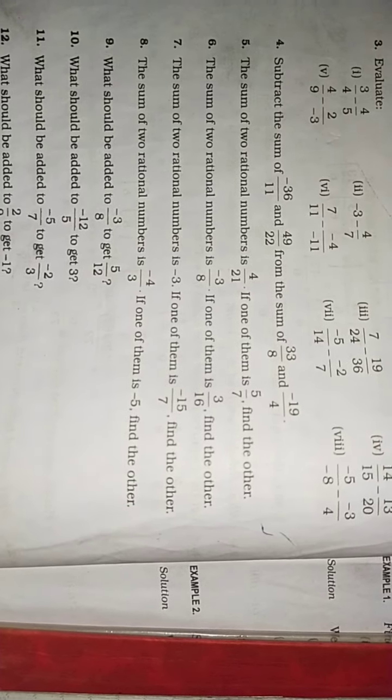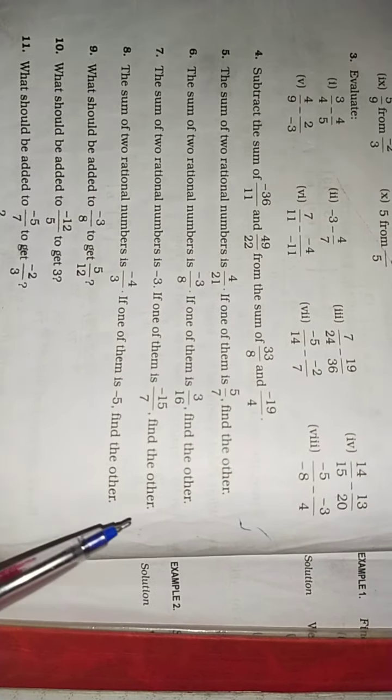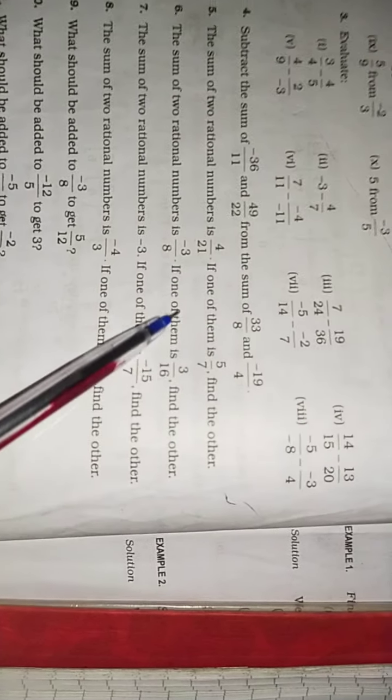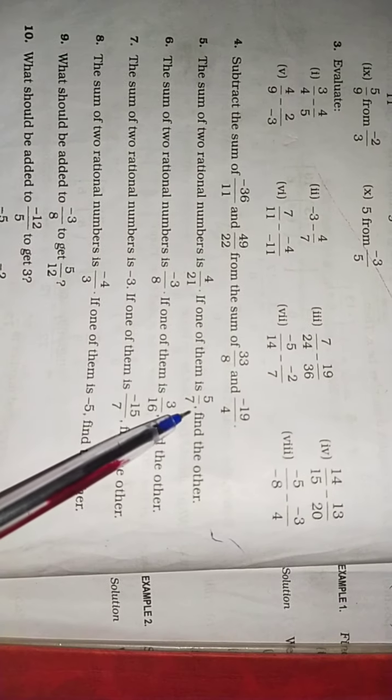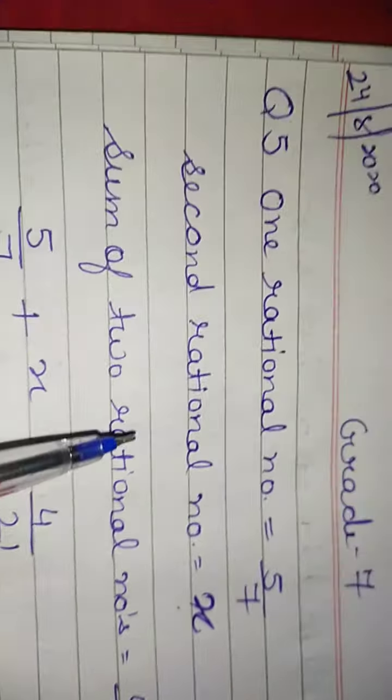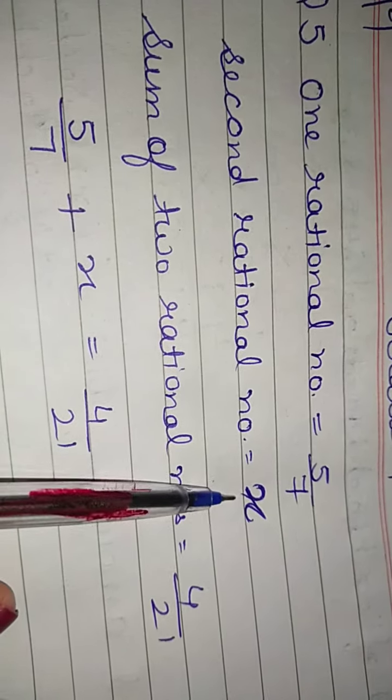In question number 5, the statement is: the sum of two rational numbers is 4 by 21. If one of them is 5 by 7, find the other. So one number is given to us. We will assume that the second number is equal to x.